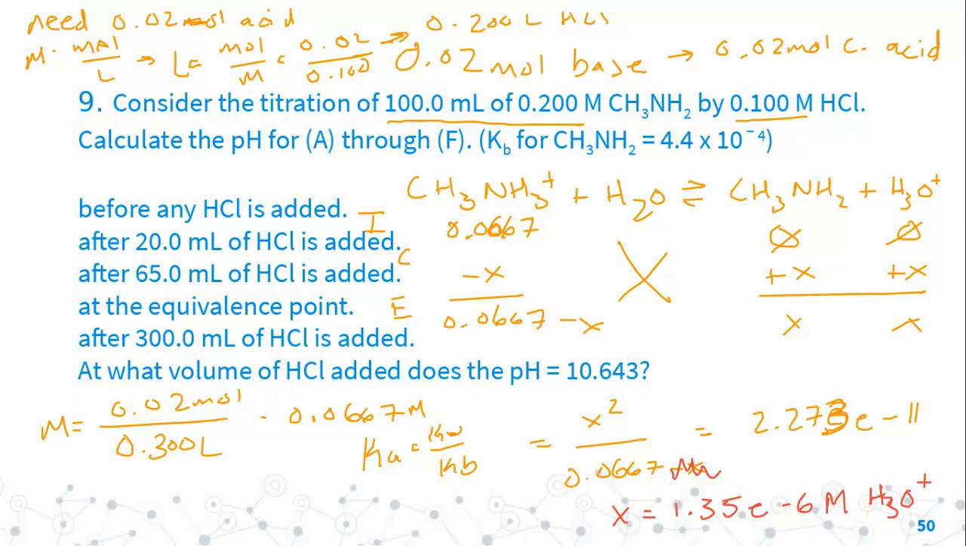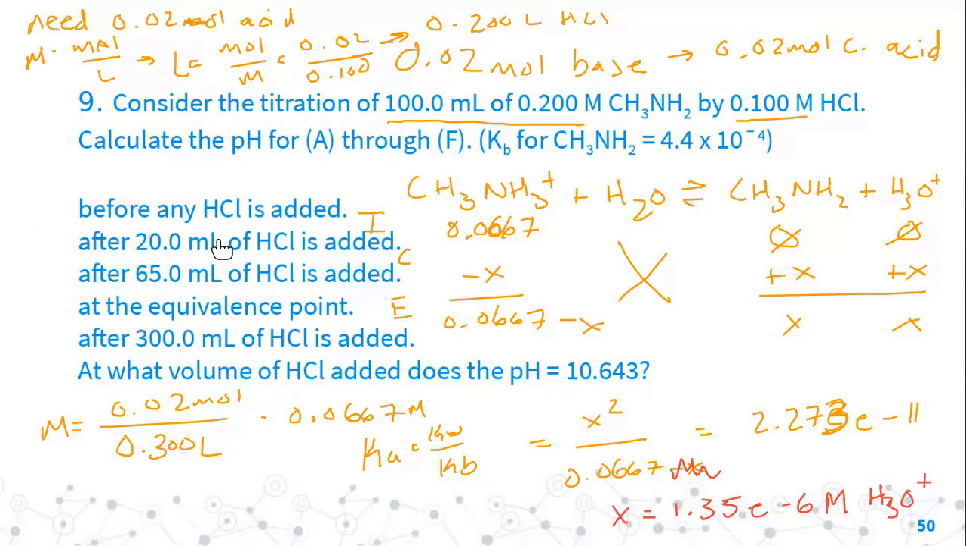Oh, Henderson-Hasselbalch? No, because we're out of the buffer region. So I can go back to the scenarios. Before anything is added in, we have an initial point. We want to use our ICE table. And then as we go through, we're going to be adding more and more base.